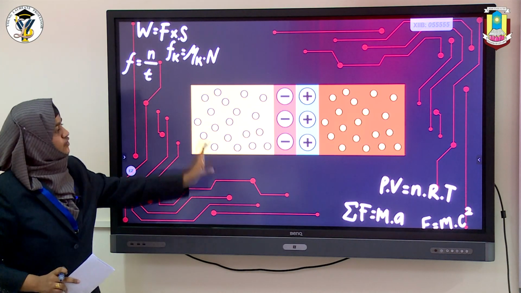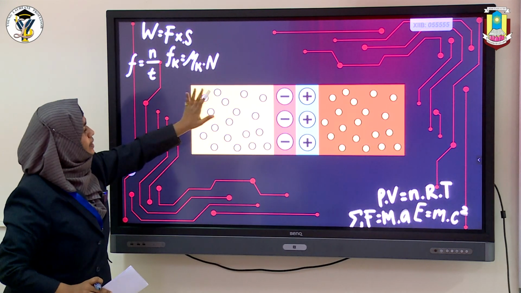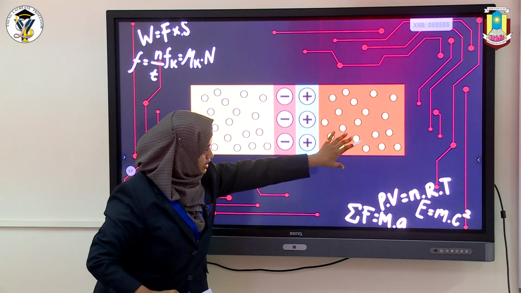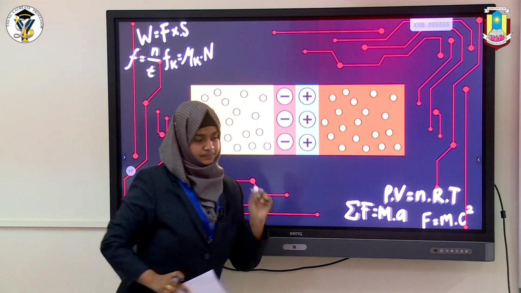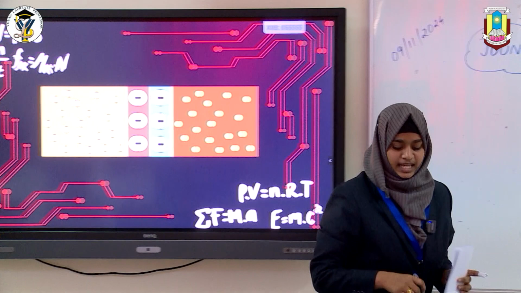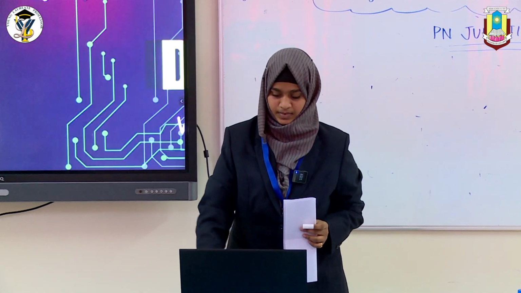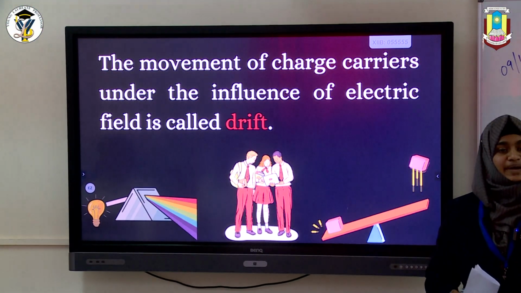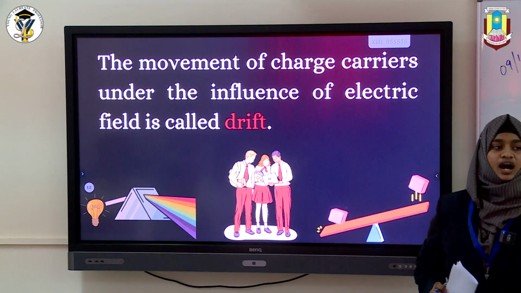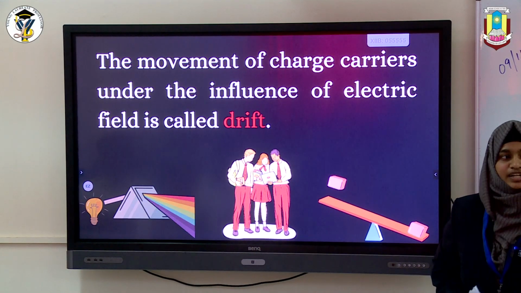So the movement of majority charge carriers from their majority zone to the minority zone across a potential gradient is called diffusion. Second terminology is drift. The movement of minority charge carriers across an electric field is called drift.